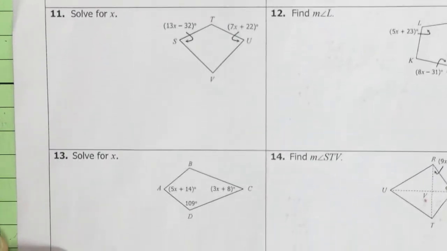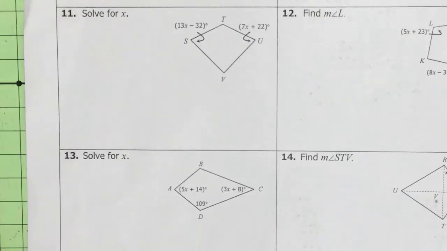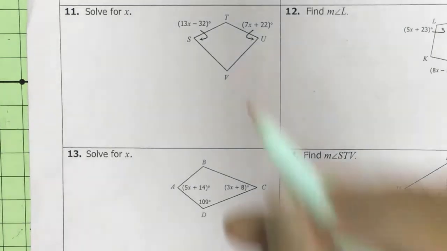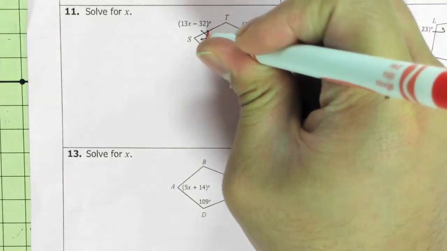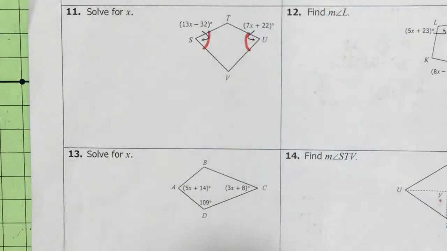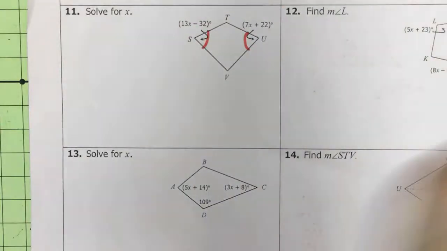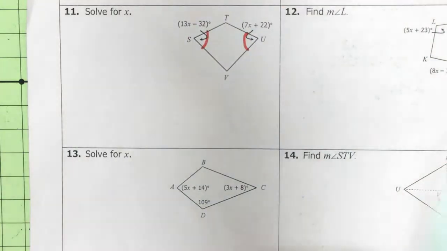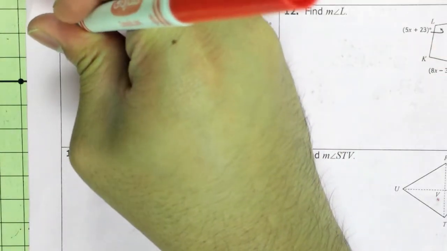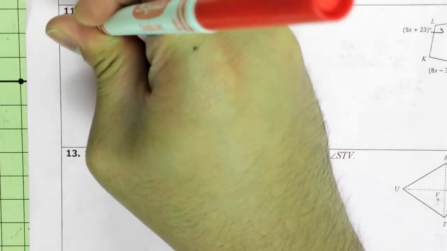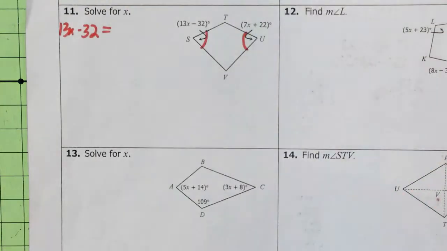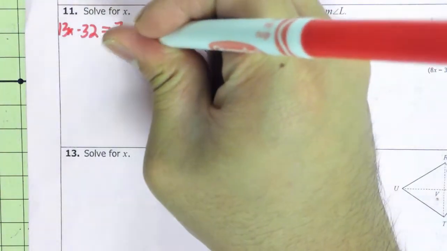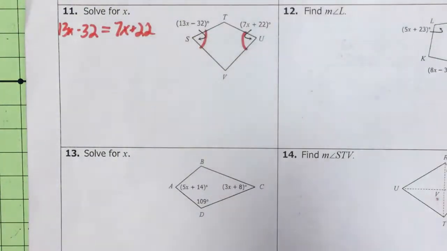Okay, number 11 I'll just set up, and then I'll do 13, and that's where I'll stop for this video. Number 11, we know that in the kite, this angle and that angle, we have left-right symmetry. Those two are congruent. So, here we go. 13x minus 32 congruent means they are equal to each other. 7x plus 22. There's your setup.